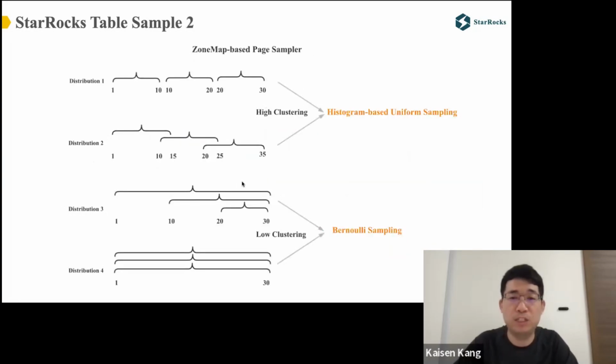As for which pages of data to read in each segment, StarRocks will use different sampling algorithms according to the different data distribution characteristics. StarRocks will first sort the pages according to the max and min values of each page's zone map. If the data is found to be highly clustered, the histogram-based uniform sampling algorithm will be used. If the data is found to be less clustered, the Bernoulli sampling algorithm will be used.